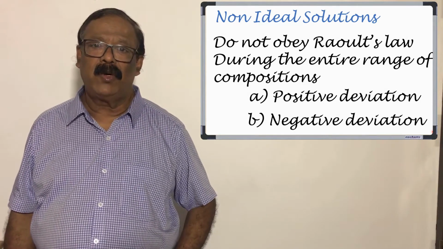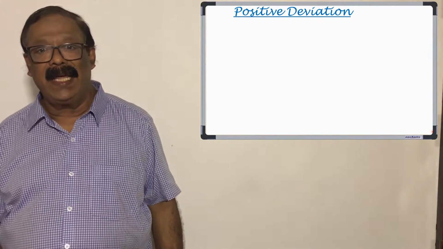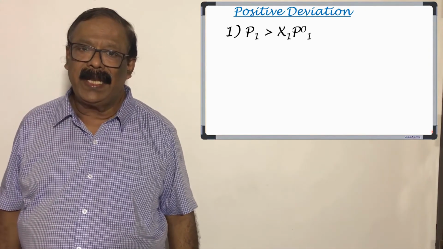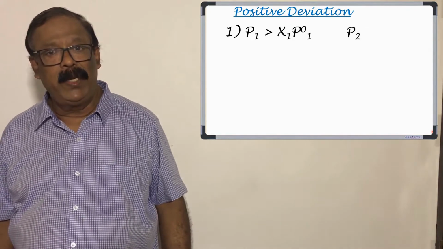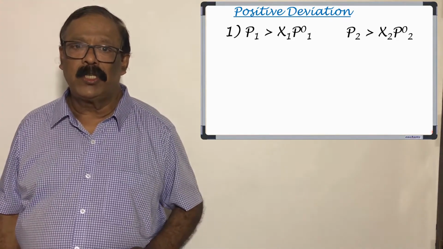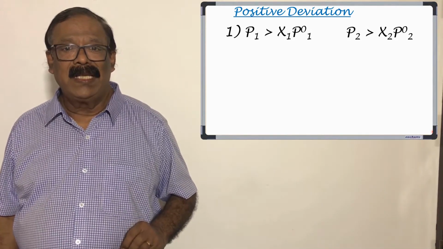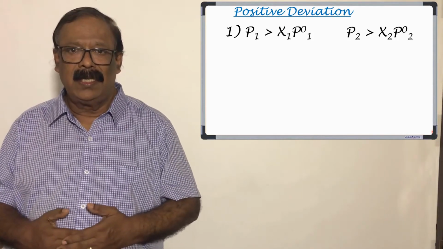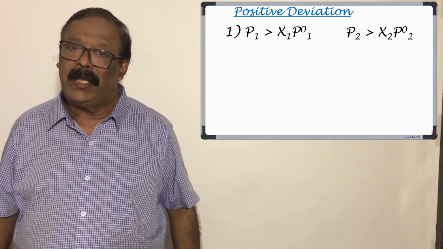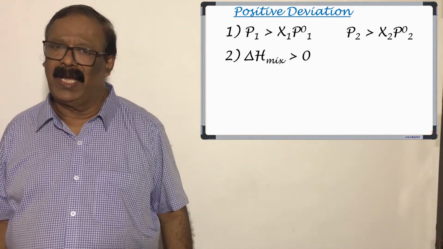What type of solutions will show positive deviations? The vapor pressure measured experimentally will be greater than that calculated from Raoult's law. P1 will be greater than x1 P01 and P2 will be greater than x2 P02. This is the first property of solutions showing positive deviation. Second property is that when such liquids are mixed, heat will be absorbed, or the mixing process is endothermic in nature and delta H mix will be positive or greater than 0.